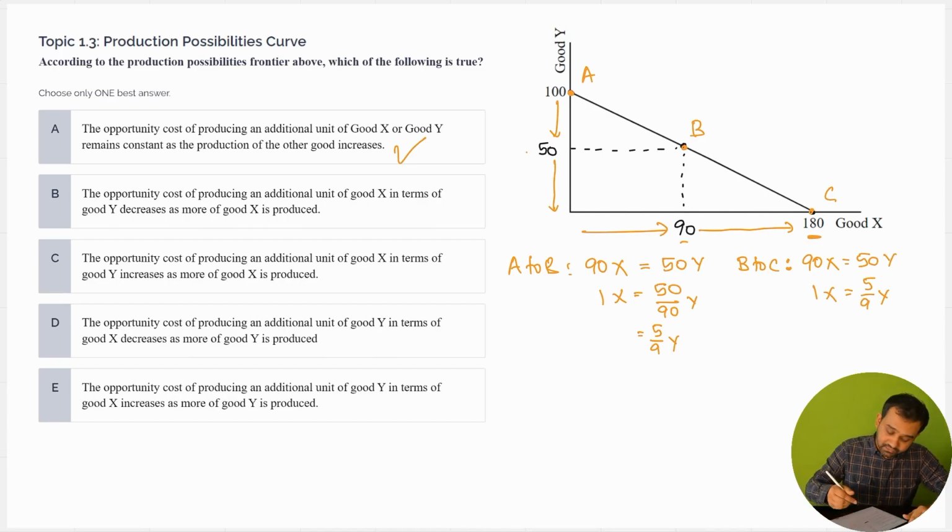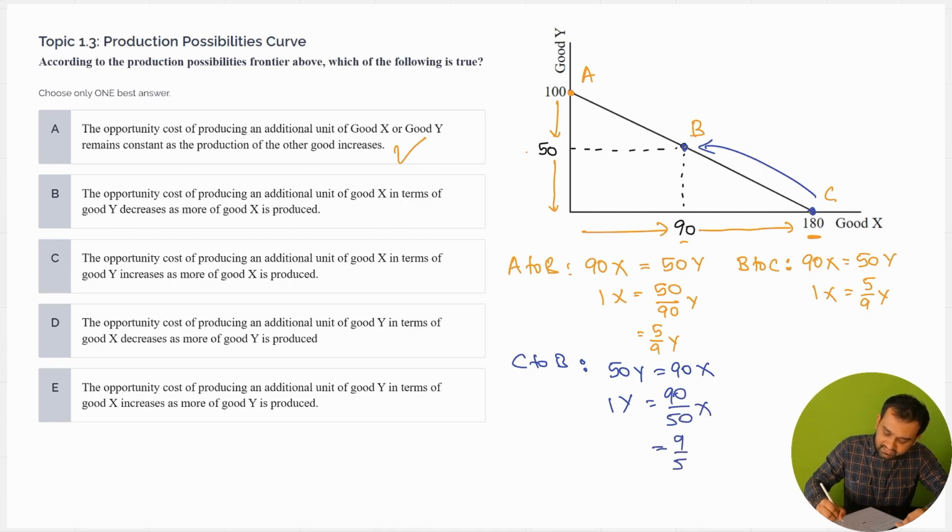What about the other way? Well, to see that, we will go from C to B and then from B to A. So we'll go the other way. So if I go from C to B, what I see is I have increased production of Y by 50 units. So I was producing 0Y here. Now I'm producing 50Y. Now, while doing that, I had to give up 90 units of X. So for 1 unit of Y, I gave up 90 over 50X or 9 over 5X.